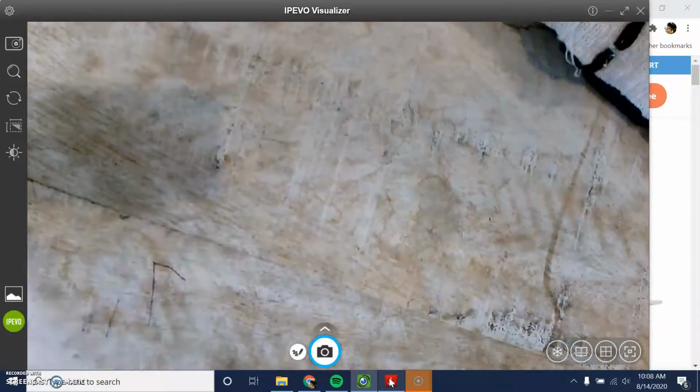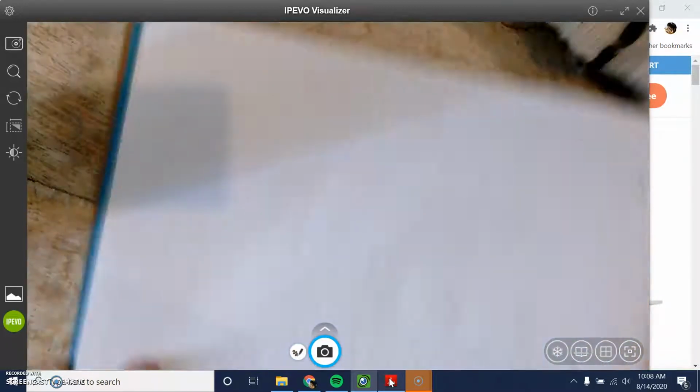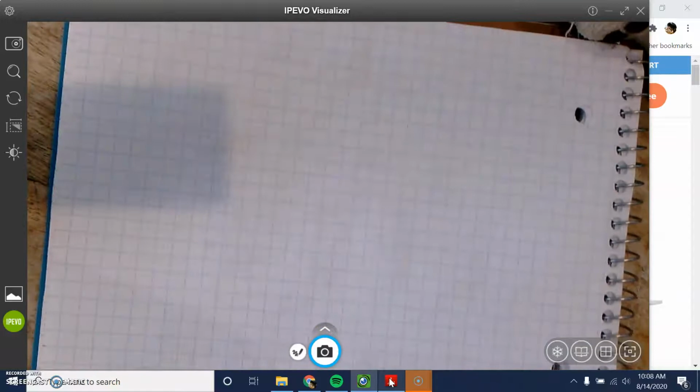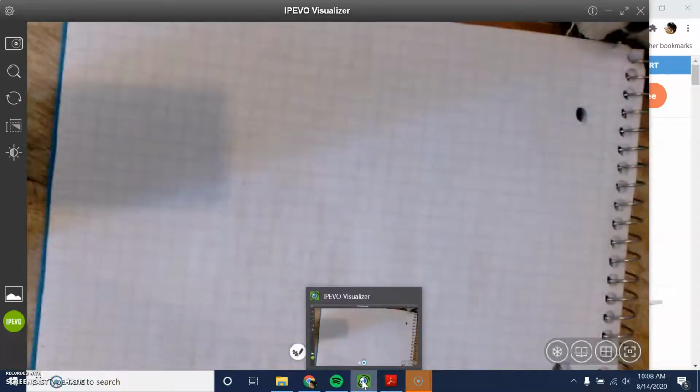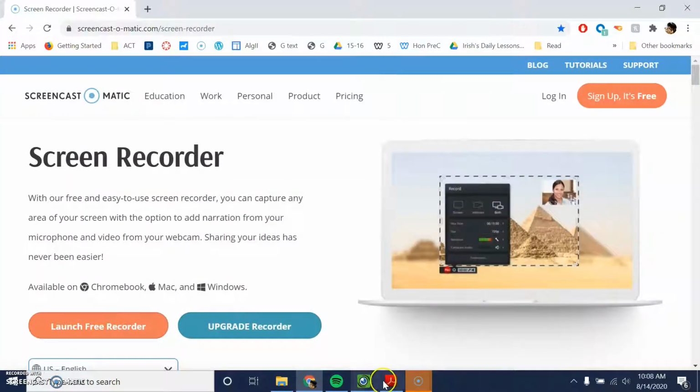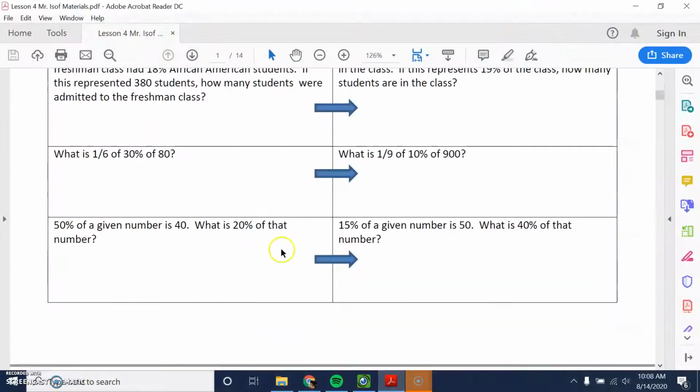Two more. Doing good. Two more. Get your paper ready. Always have your paper ready. Notebook is very important. So, example 5. What is 1/6 of 30% of 80? So this one has is of. This is really complicated.